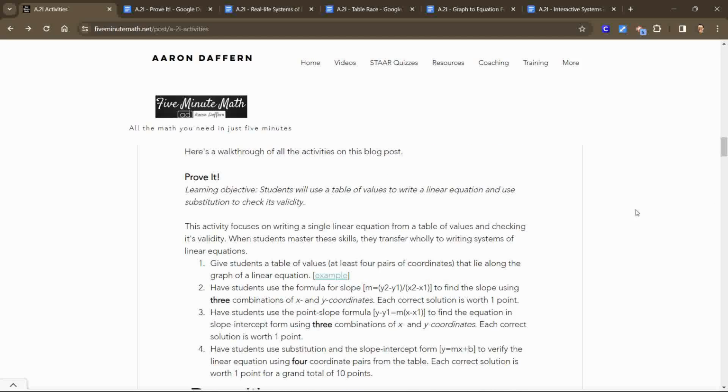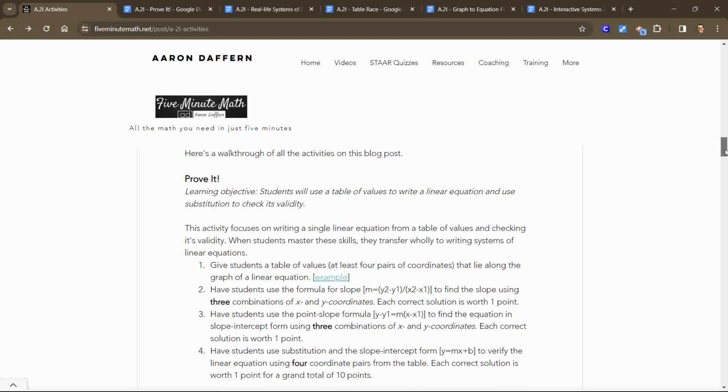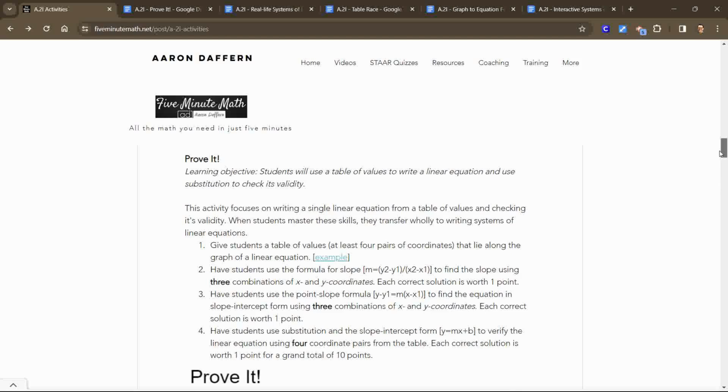But let's look at our 5 activities. The first one is called Prove It. Now, the objective here, students are going to use a table of values to simply write a linear equation and then use substitution to check its validity. This only looks at a single linear equation, but these skills are needed when you are working on a system of equations from a table of values.